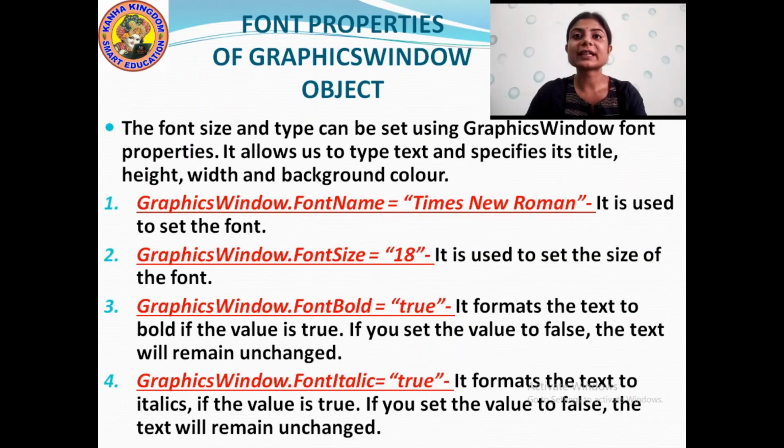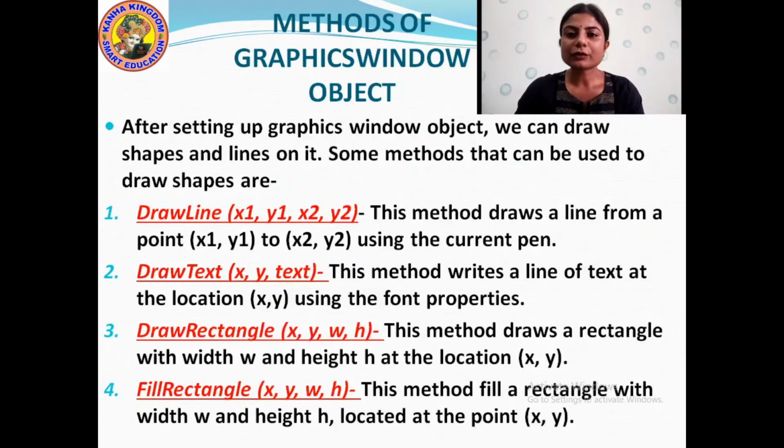Using GraphicsWindow.FontName, you can change the font, whichever font you want to use to write the document. Then GraphicsWindow.FontSize, you can change the size of the font. Then GraphicsWindow.FontBold, you can change the font into bold or not. And using GraphicsWindow.FontItalic, if you set it to true, it will change the font into italic, and if you use the value false, it will remain unchanged. And now students, let us study the methods of the GraphicsWindow object.